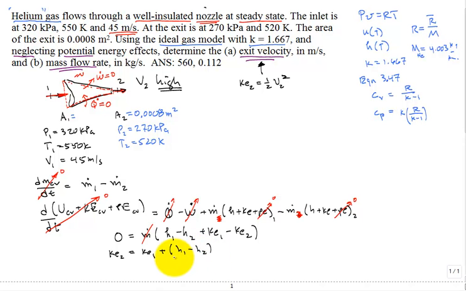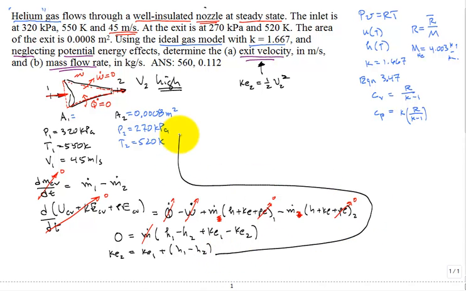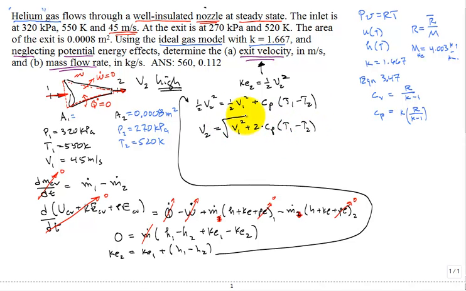Okay. Well, I need more room and I don't want to slide this down, so let me write it up here. And so 1/2 V2 squared is equal to 1/2 V1 squared, and then you can replace this change in enthalpy by c sub p times (T1 minus T2). Now we can have the velocity at 2 is equal to the square root of the velocity at 1 squared plus 2 times c sub p times (T1 minus T2).